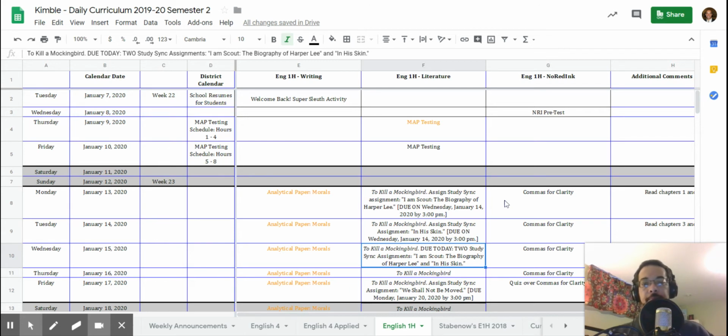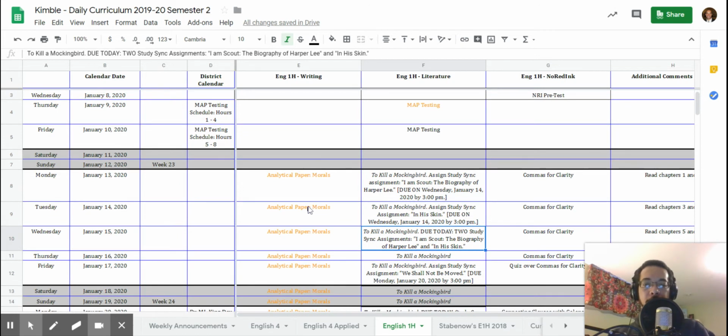Okay. Specifically, our writing material for this unit: students are going to be writing an analytical paper, and it's based on morals. As we read To Kill a Mockingbird, and I'll talk about that in a second, one of our primary conversations is going to be about the morals and the decisions that people make and the consequences that are a result of those decisions. We'll be talking about that quite a bit as we go through To Kill a Mockingbird.